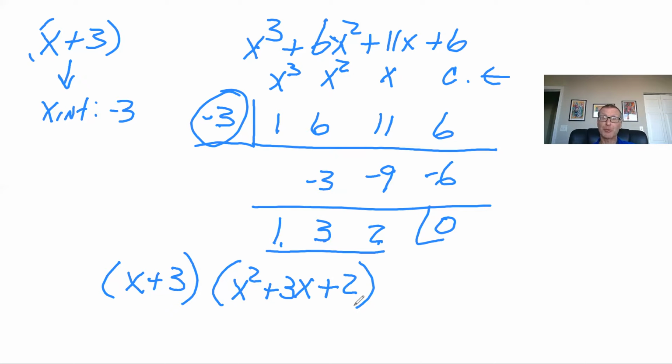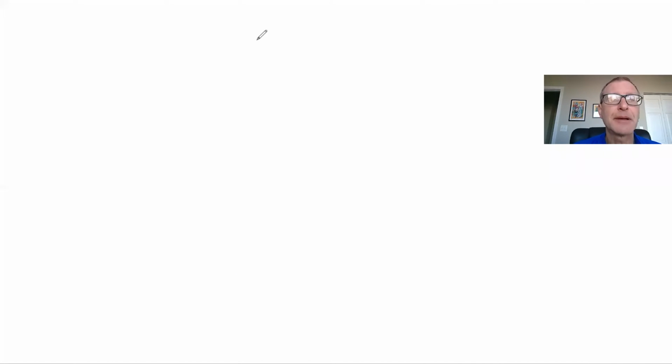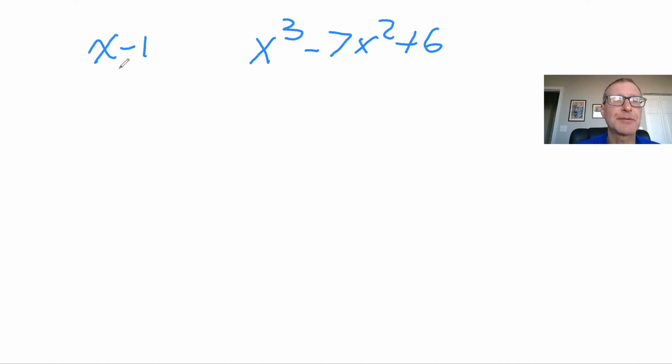On a personal note, I try to use this technique when we're doing linear x-intercepts. So let's do one more. This one, we did x cubed minus 7x squared plus 6, and that was x minus 1 in this case. So the x-intercept, or zero, is 1. In this case, we'll put a 1 here and see what we get.